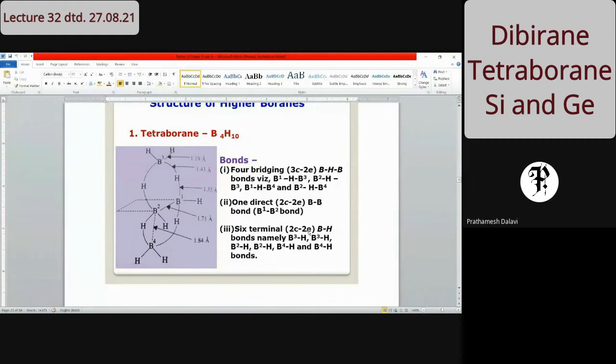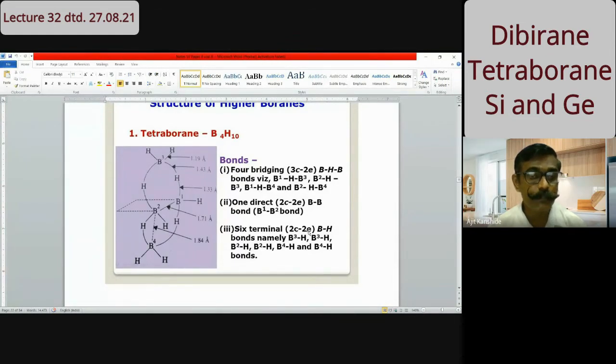How many? 22. Prathamesh is saying 22. What is the answer of others? Before that, I got one answer. Okay, I will help you to give the answer.